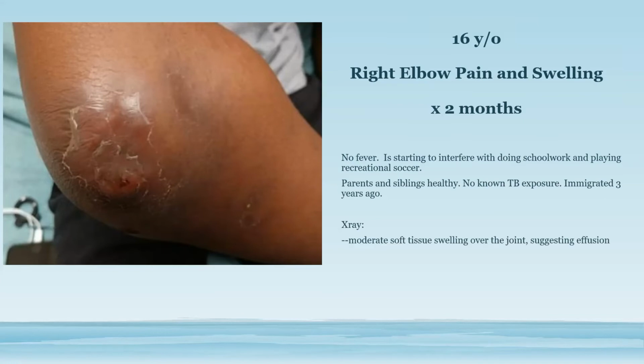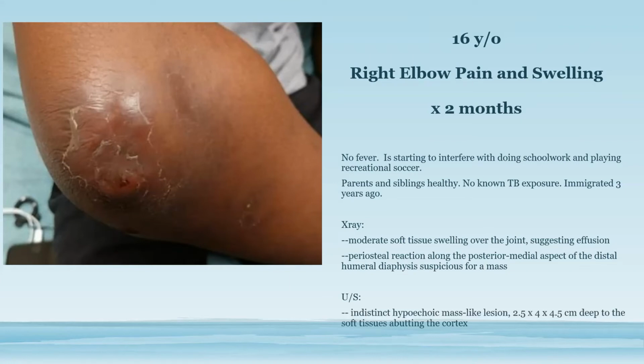So an x-ray was done that was suggestive of an effusion at the elbow joint, as well as a periosteal reaction around the humerus. And they were actually reading that as suspicious for a mass. Then they recommended further imaging. The family was not able at the time to afford an MRI, so they went for ultrasound. That also showed that there appeared to be a mass-like lesion. And if this elbow looks distorted to you, it certainly was, because this swelling or mass-like lesion was actually 4.5 centimeters.